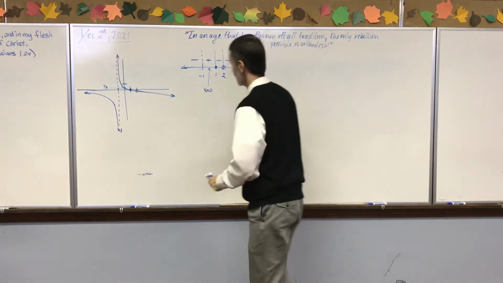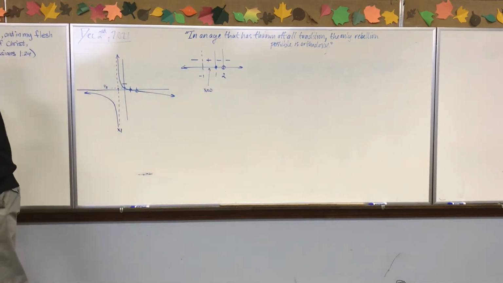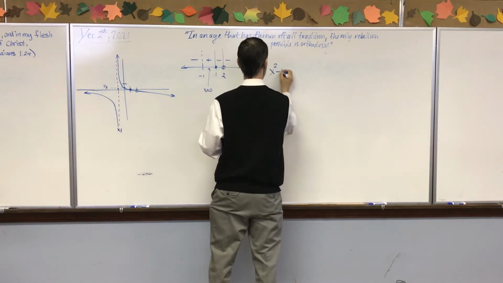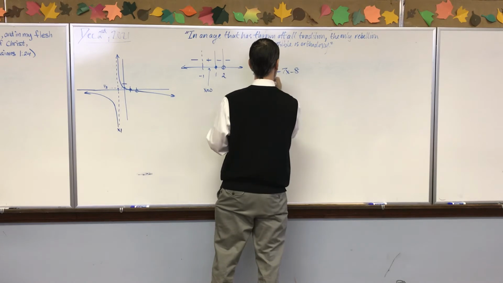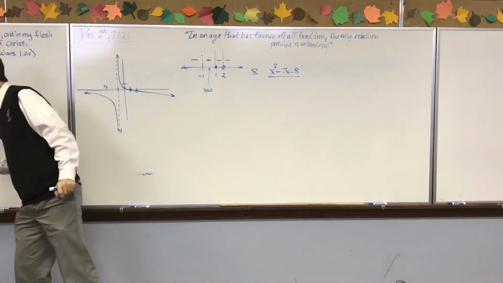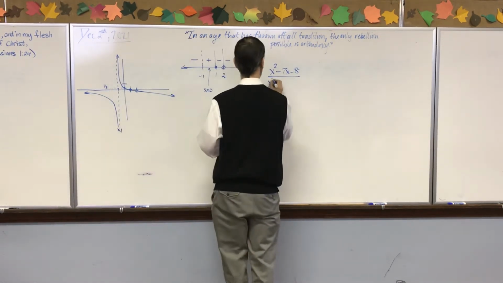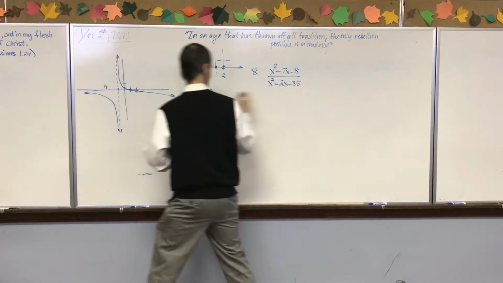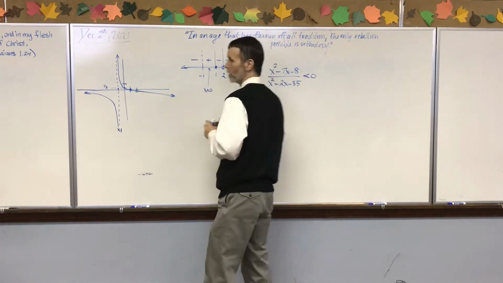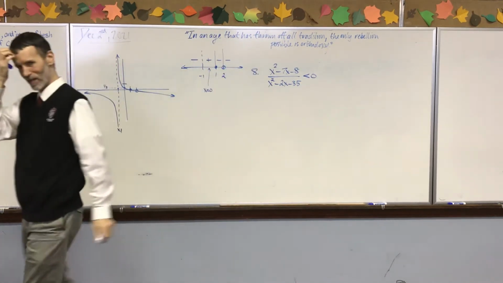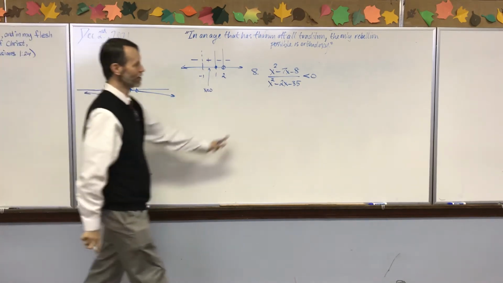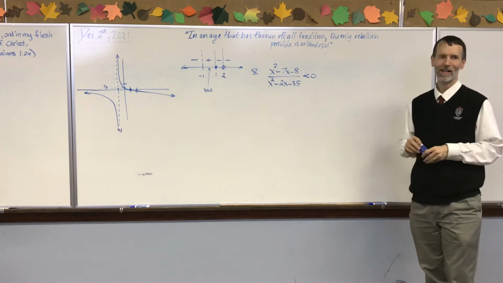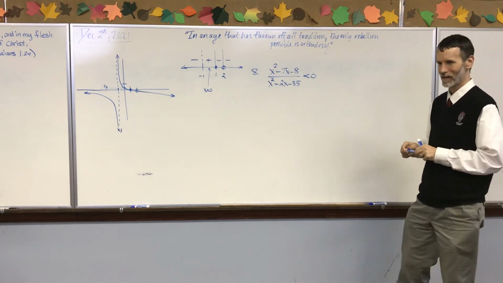Number 8 looks like x squared minus 7x minus 8 over x squared minus 2x minus 35, and they want that to be less than 0. Quick question before I start. Sam, does this want any endpoints? No. What makes you say that? Because it's just the less than, it's not less than or equal to.